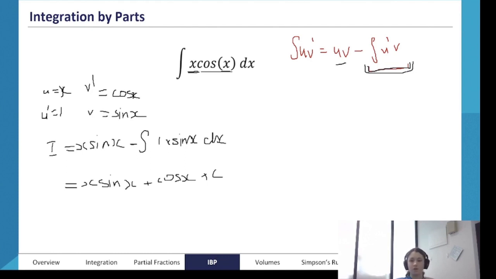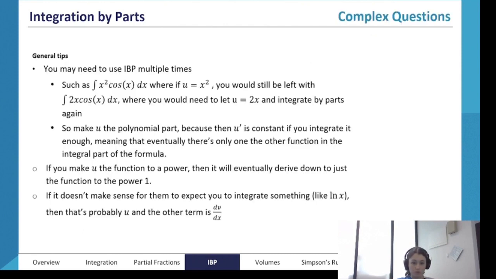Okay, now we're going to get into the tips for complex questions, and there are a lot because integration by parts can get really complex. If you're new to integration by parts and your brain is already kind of hurting at this point, that is okay.